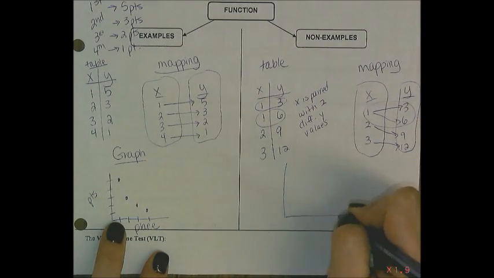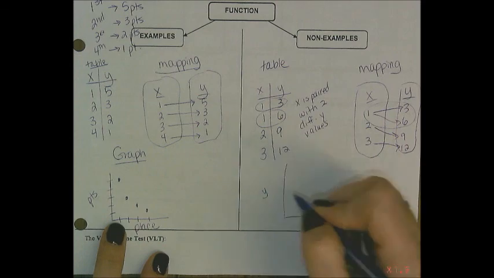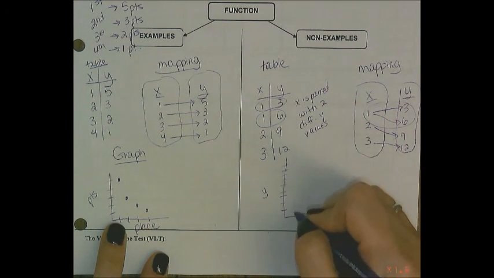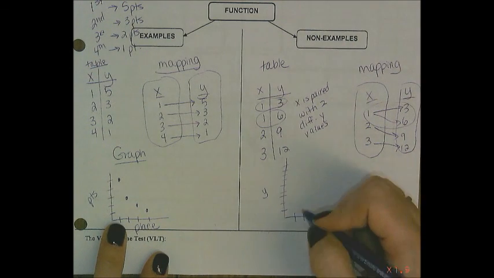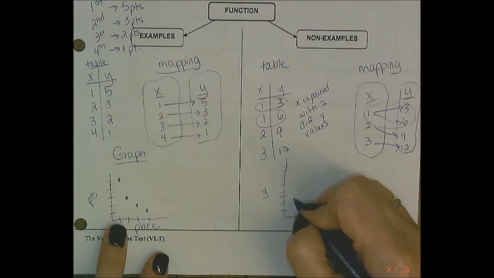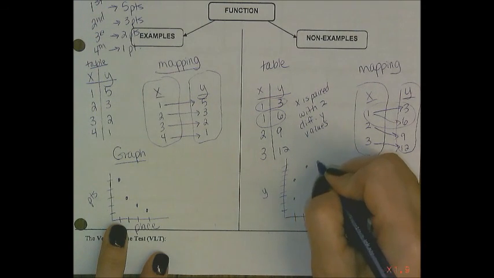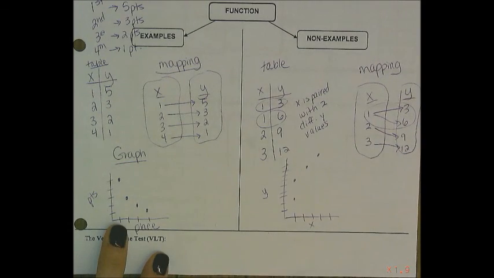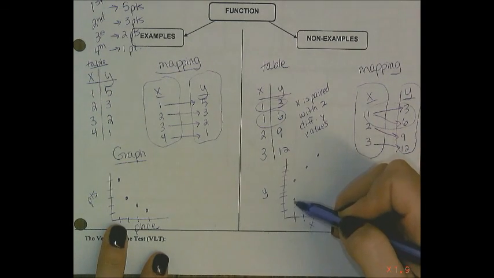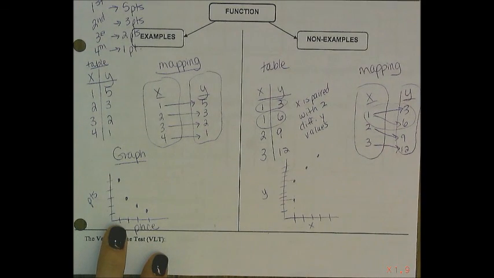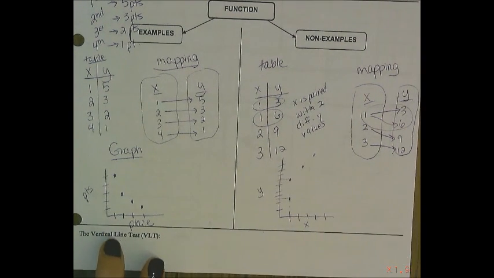Lastly, on a graph, if you were to graph this data, if this is your x and your y values, 1 got paired with 3 and with 6, 2 was paired with 9, 3 was paired with 12. Okay, you can see that this x value right here has 2 separate y values. That's no good. So in all of these situations, x is paired with 2 y values. Those are not a function.